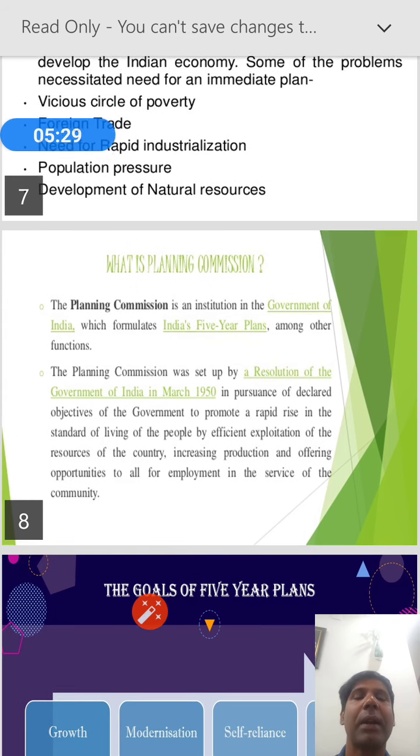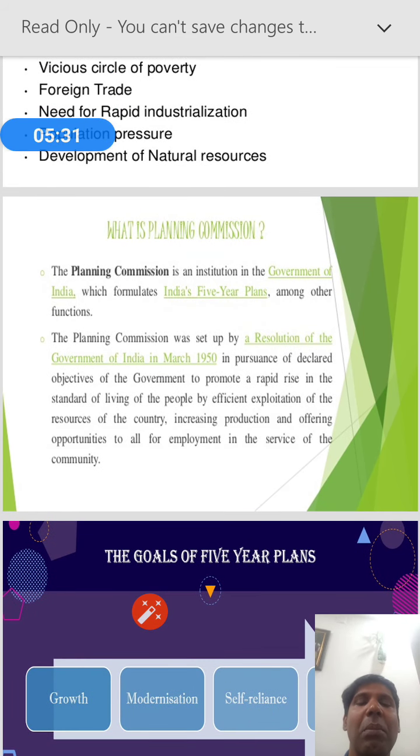And what is the Planning Commission? For that purpose, in March 1950, the Indian government started the Planning Commission under the chairmanship of Prime Minister Jawaharlal Nehru. And then they prepared the 5 year plans for the country.